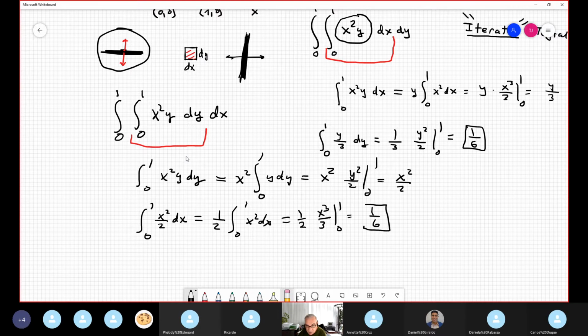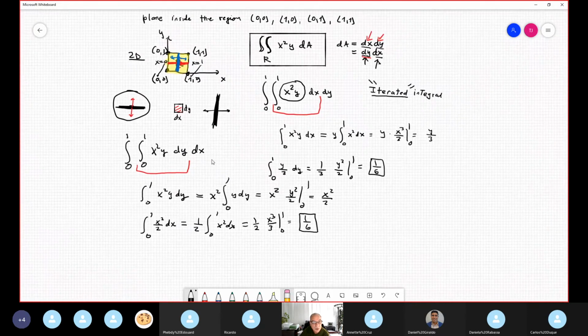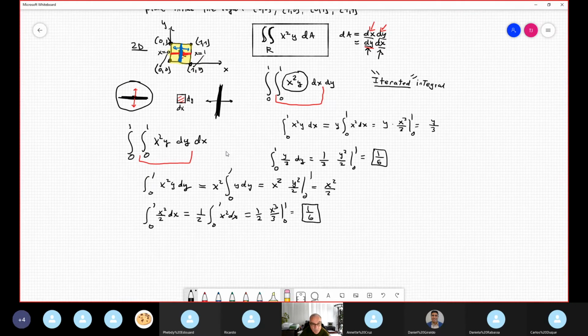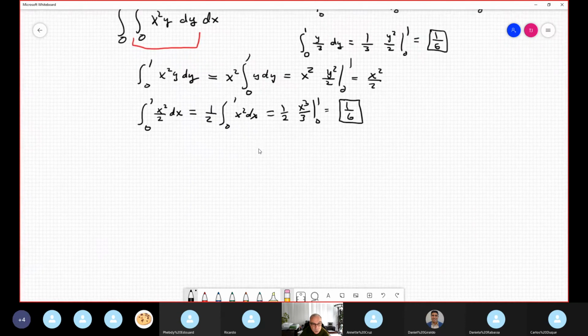So it doesn't matter what order you are using for doing the double integral. The answer doesn't change. This is the fact. This is a theorem. However, in some particular examples, we have one thing that is very, very good.